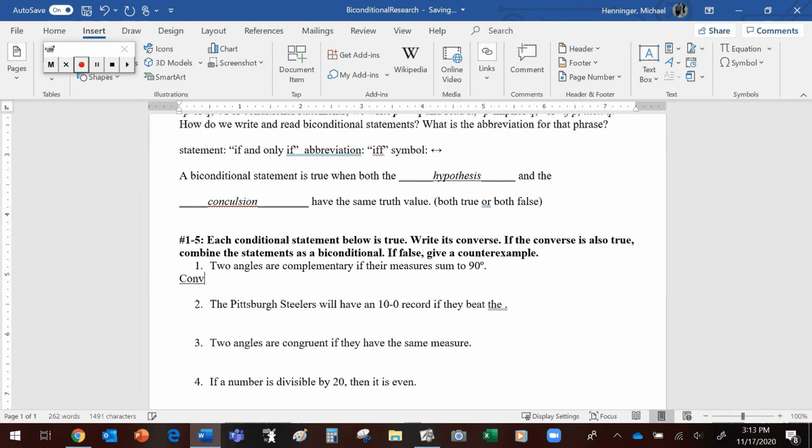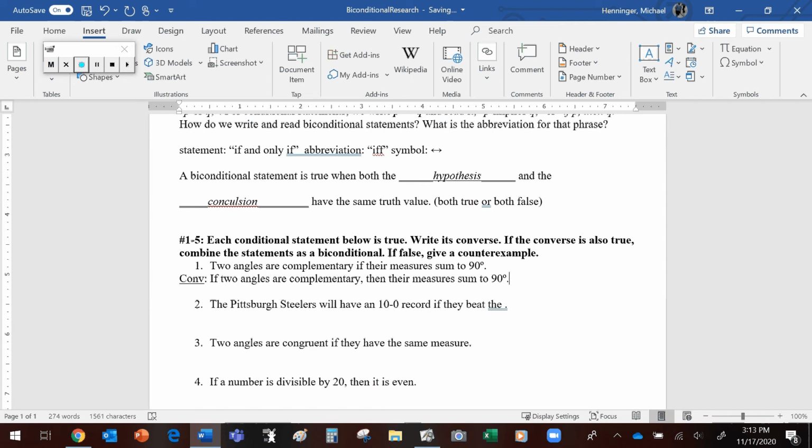So the converse. Okay, now first off, remember, the conditional says if P, then Q. So we need to keep in mind that it's not necessarily the first part of the phrase that's the hypothesis, it's whatever follows that phrase if. So this is the hypothesis. So the converse, this ends up being the conclusion, and the two angles being complementary ends up being the hypothesis. So if two angles are complementary, then their measures sum to 90 degrees. Okay?